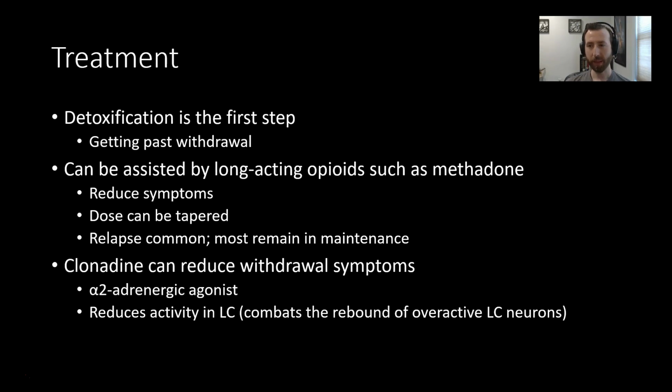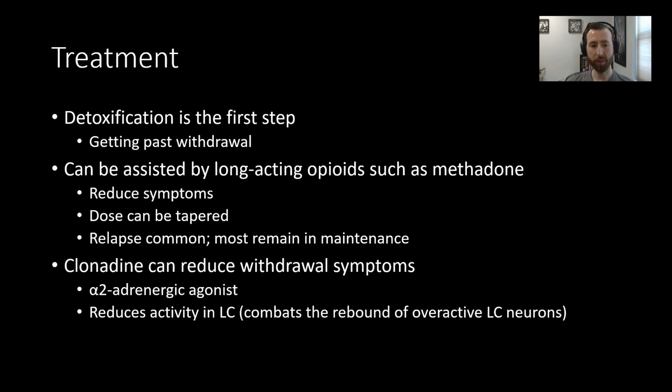So this withdrawal process can be assisted by long-acting opioids such as methadone, and we'll talk about exactly how, but methadone can reduce the symptoms and provide relief to people in a withdrawal state. This dose can be tapered if the individual is motivated to do so, to reduce use over time and wean themselves off of the drug. Though relapse is the most common outcome, and for most people, the best option is to remain in maintenance therapy indefinitely.